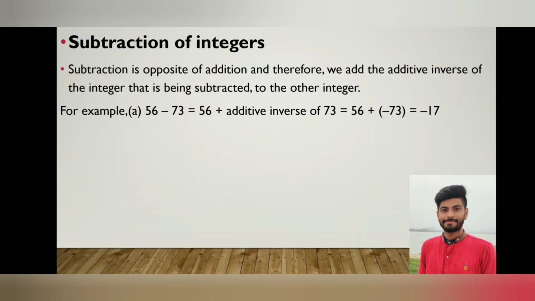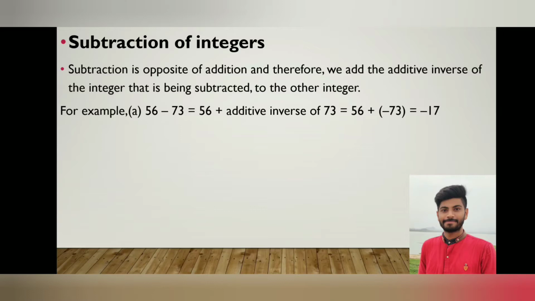First of all, 56 minus 73. Here, minus 73 is given. So in subtraction, we will put the plus sign and the additive inverse of the given number, that is 73. So we will put the plus sign and the additive inverse of 73, that is minus 73. So finally we will get 56 plus minus 73.